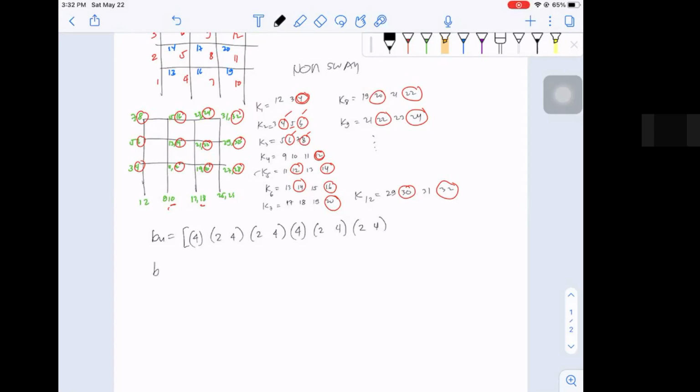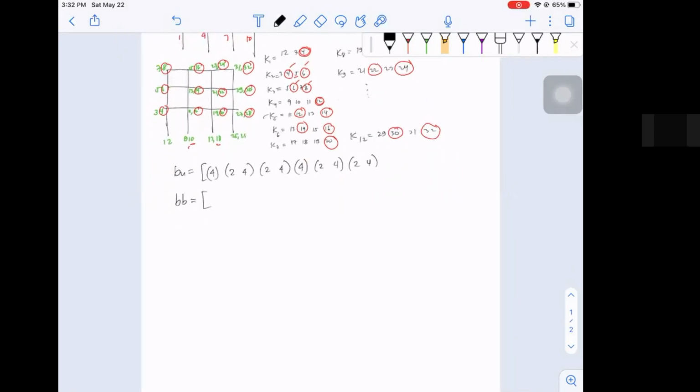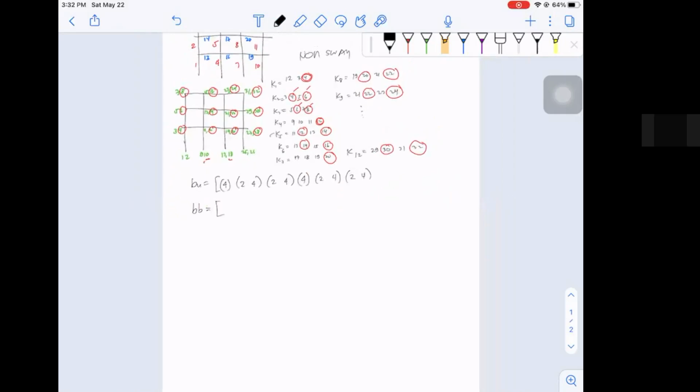Then for the BP matrix, the destination, no? I'm just sampling on the column first, no? For the destination, I'll rewrite down again all the code: 4, 6, 8, 12, 14. We need 16.